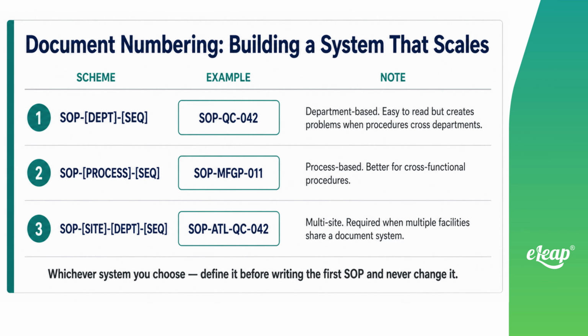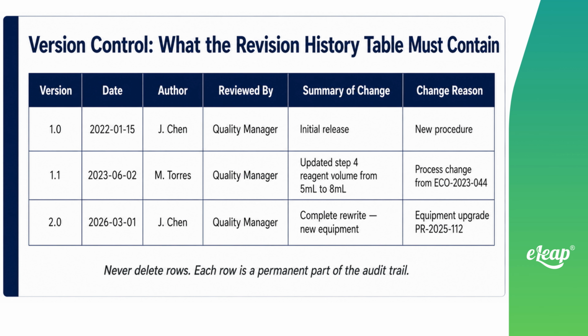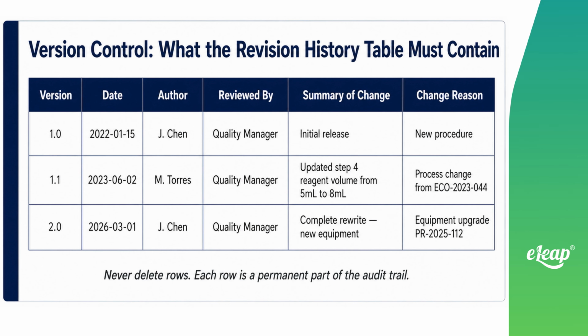The critical rule: define your numbering system before writing the first SOP. Changing a numbering system across an existing library of 200 documents is one of the most painful administrative tasks in quality management. The revision history table inside the template is not a summary, it is a permanent record. Every revision gets its own section. The record must include the version number, the date, the author, the reviewer, a summary of what changed, and critically, the reason for the change. That last field is what regulators look for.